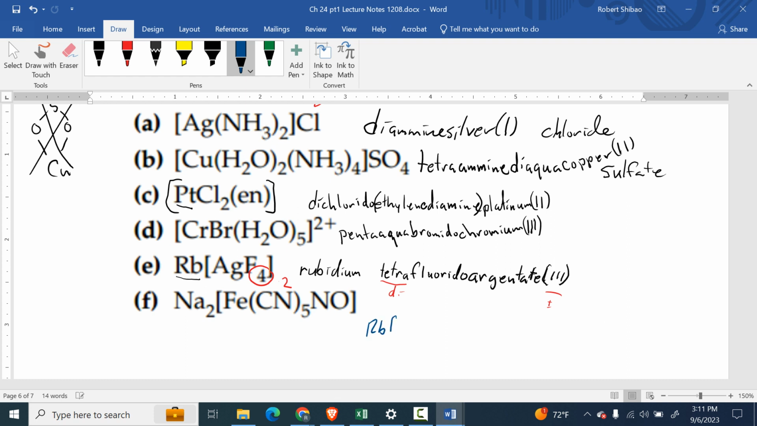This has got to be rubidium AgF2. If it's AgF2, then that's good because the coordination number of AgF2 would be 2. And the charge, what would the charge on silver be? +1. And so I'm thinking that this is a typo, and it should be rubidium difluorido argentate(1). Now it makes sense. And so this isn't right here.